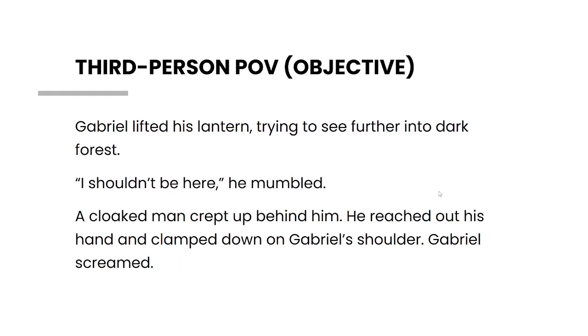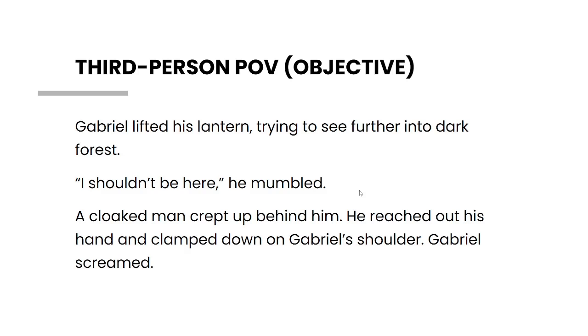The third one is objective. I think you guys brought it up, right? This is similar to what you see in movies. Gabriel lifted his lantern, trying to see further into the dark forest. 'I shouldn't be here,' he mumbled. Right? Why? Because we can't read his mind anymore. We're just observing the scenario.